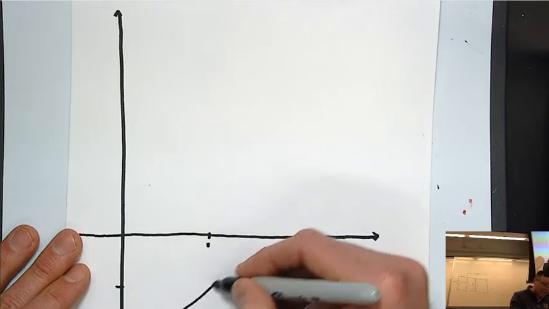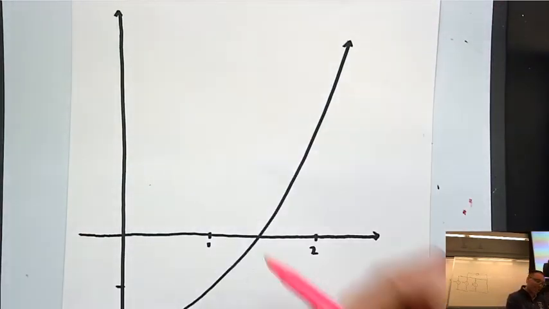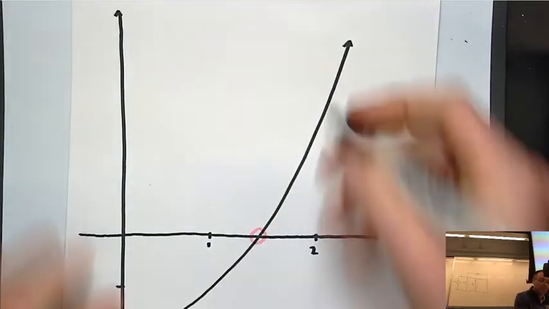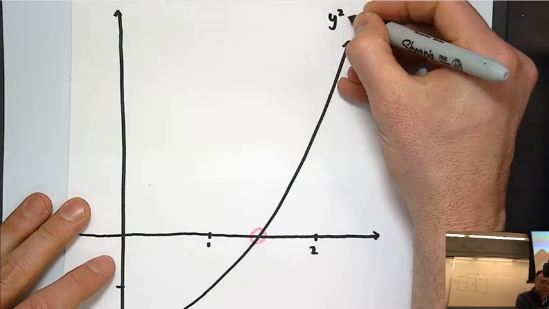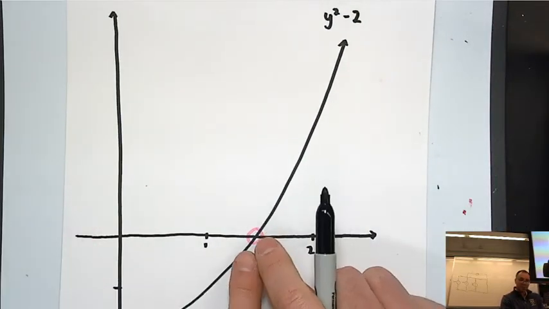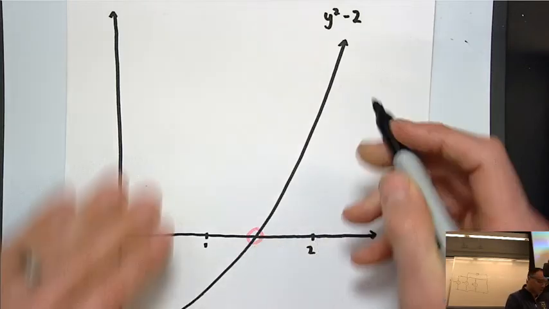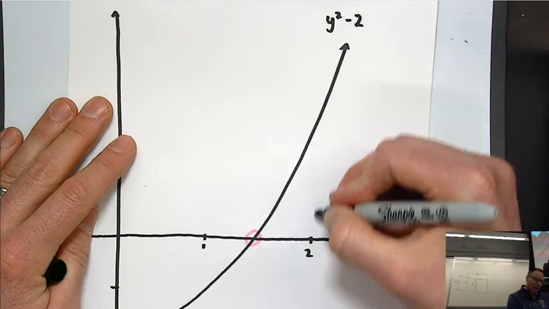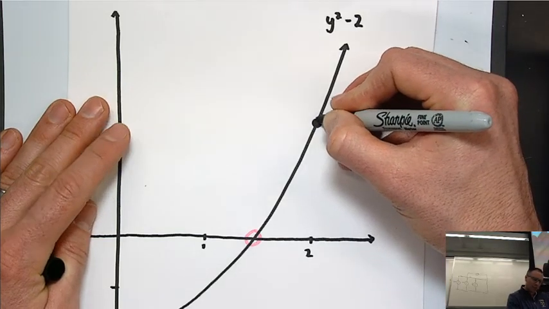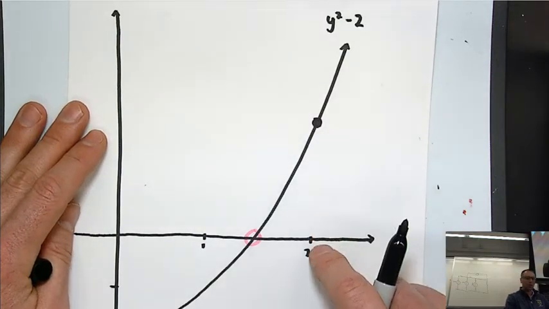Okay, so claim: if we can solve this problem of identifying exactly where this thing is, we know what this graph looks like. This is y squared minus 2. So if I can find where this is, I'm done, right? Okay. So let's talk about a value that we definitely know how to compute. What is that output value at g of 2?